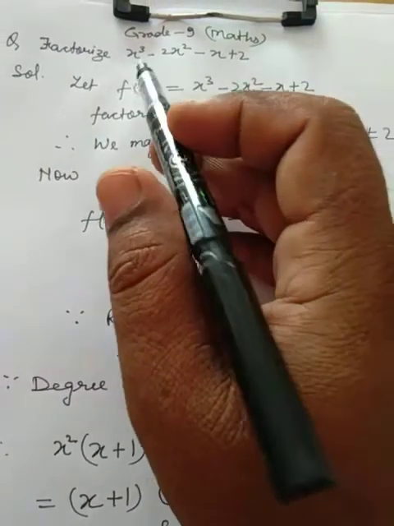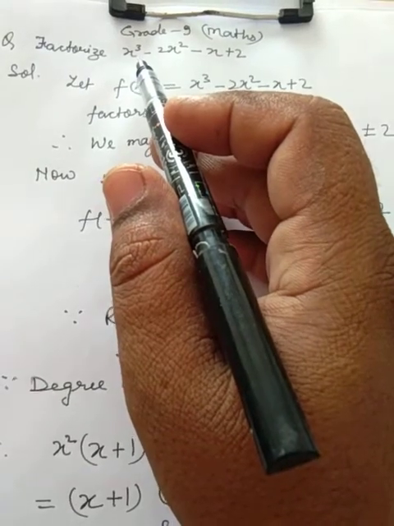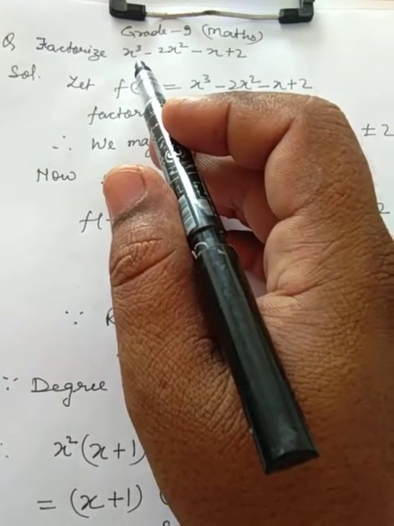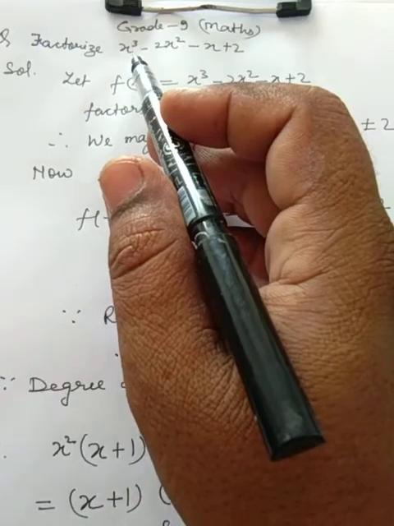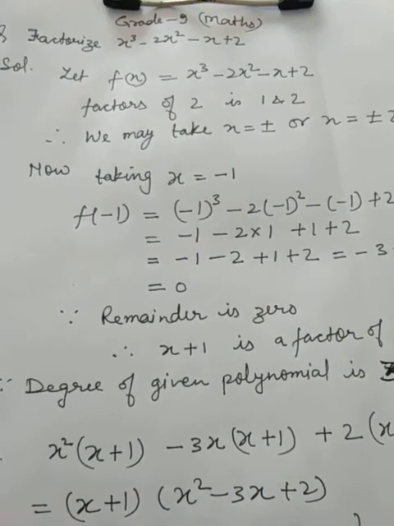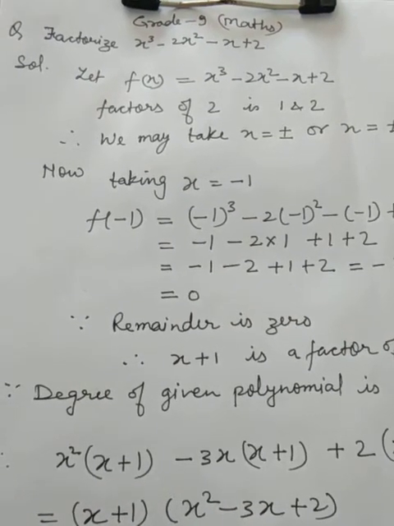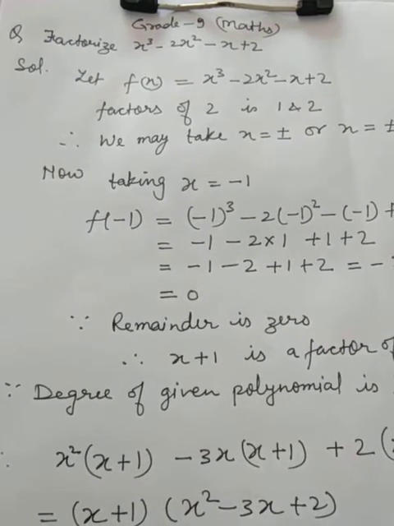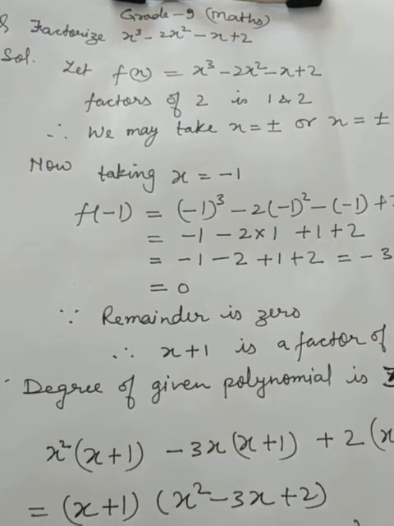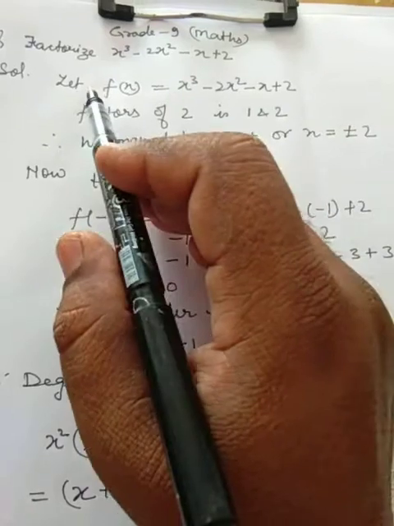Remember one thing, if the given polynomial is of degree 3, then the maximum number of factors will be 3. Maybe there are 3 factors of degree 1, or maybe one factor is of degree 1 and the next factor is of degree 2, right. So, these are the possibilities. Let us start this question.